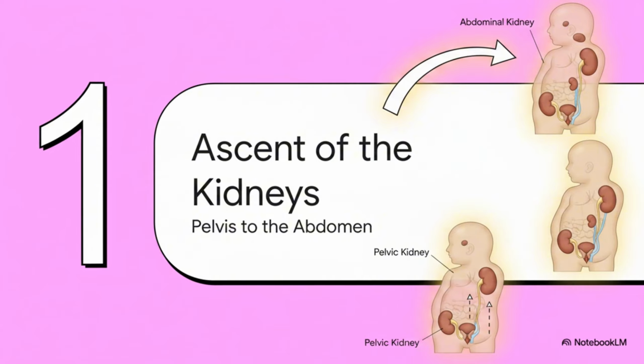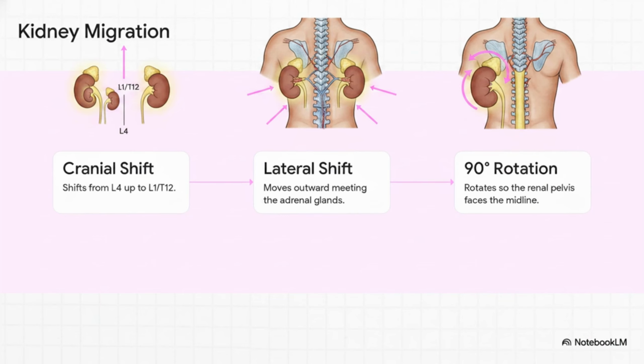Section 1. Ascent of the kidneys, from the pelvis to the abdomen. You know, it's pretty wild to think that our kidneys don't actually start out in the upper abdomen. Their initial home is way down in the pelvic region. So to get up to the abdomen, they have to pull off 3 super precise spatial movements.